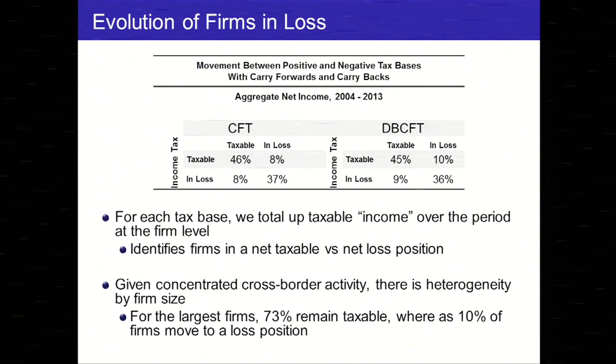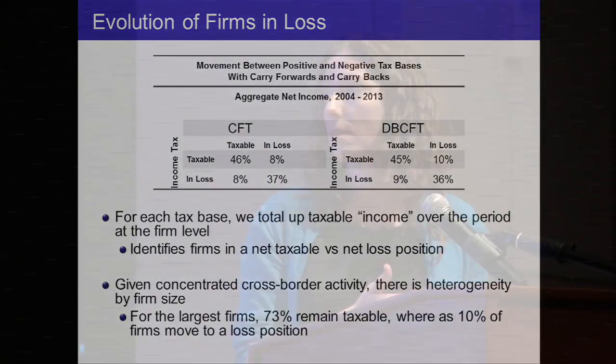So as I alluded to in the census data, it does indicate that there's concentrated cross-border activity. So there is going to be heterogeneity by firm size in these tables. So for example, for the largest firms, 73% that were taxable stay taxable. So we're not moving many of the big firms into loss. But there's still 10% of firms that do move to a loss position because of the change in tax base. And again, you need to be aware of that when you're thinking about the design of the cash flow tax.